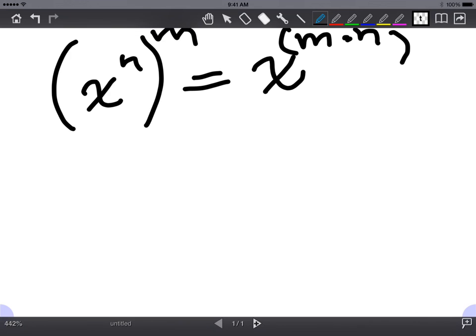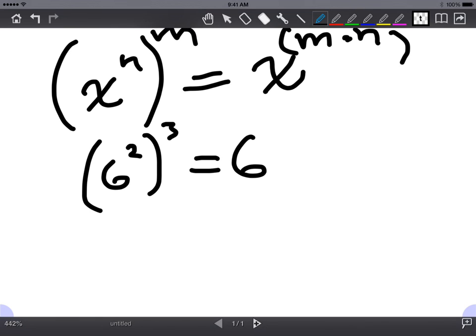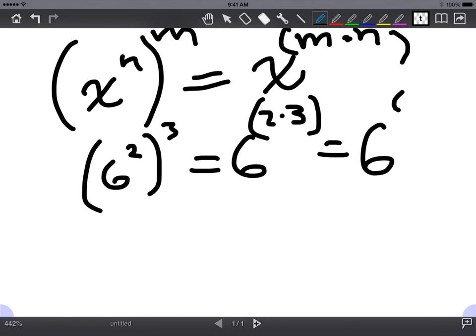Hopefully this makes more sense to you, and I'll show you why that is. So let's do a few example problems before I show you. Let's say you have 6 to the second, the whole thing raised to the third. Well, that would equal 6 to the 2 times 3, which equals 6 to the 6th.